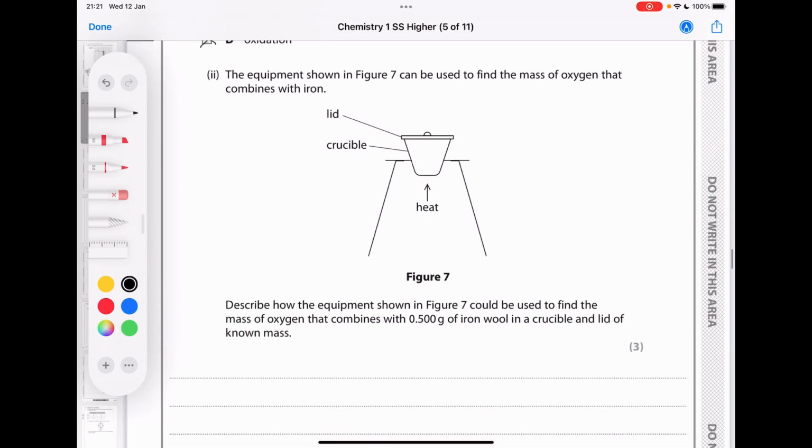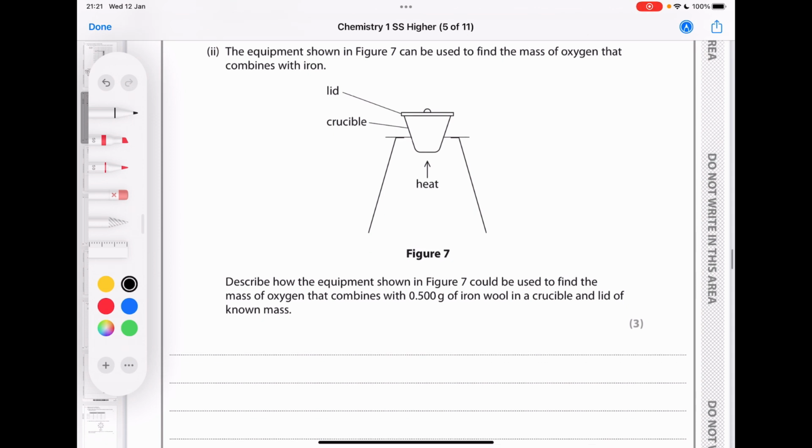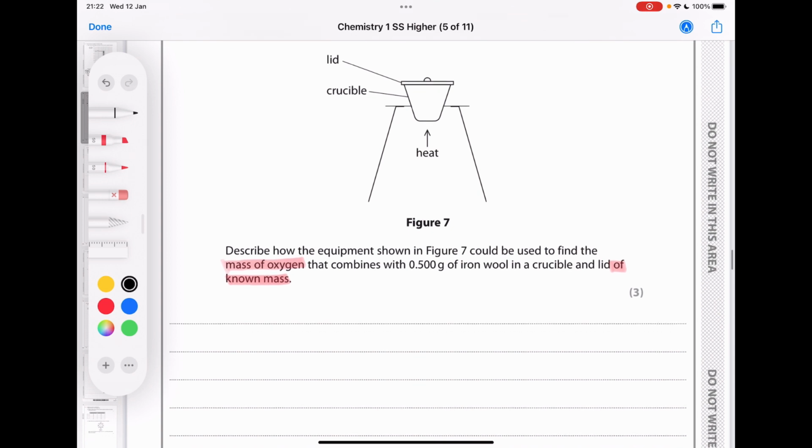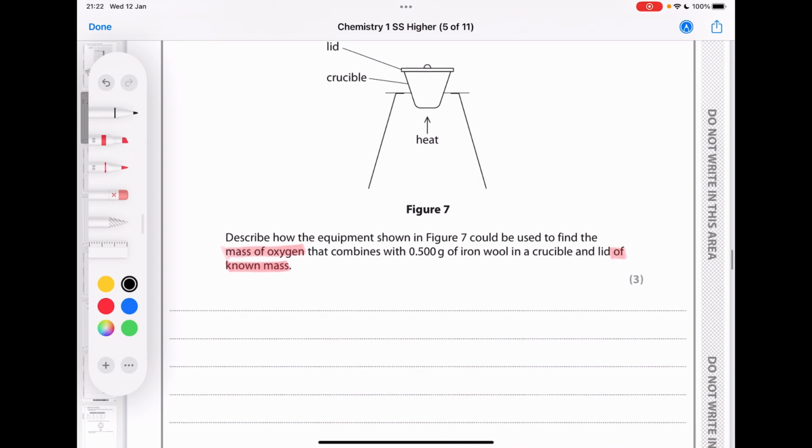Part 2, you have been asked to use this equipment to describe how you could find the mass of oxygen that combines with a known value of iron wool in a crucible and lid of known mass. So what that means is that if you know the mass of the crucible and lid and iron, how could you work out the mass of oxygen that has reacted here?